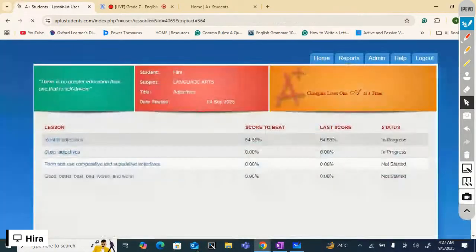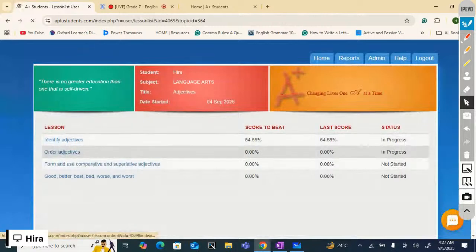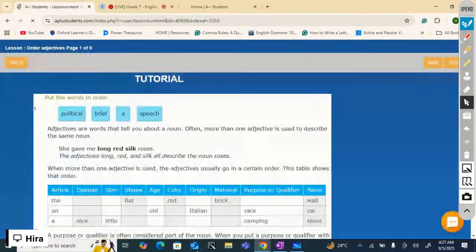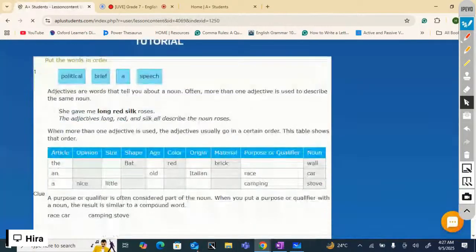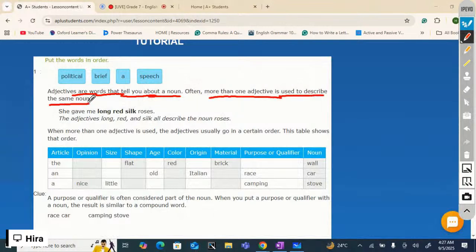Now I will teach you the second lesson, order of adjectives. In this one, we will learn how to order multiple adjectives. If we come across multiple adjectives which describe the same noun, how are we going to order them? Adjectives are words that tell you about a noun. In the simplest words you can define an adjective: an adjective is a word that tells you about a noun. Often, more than one adjective is used to describe the same noun.